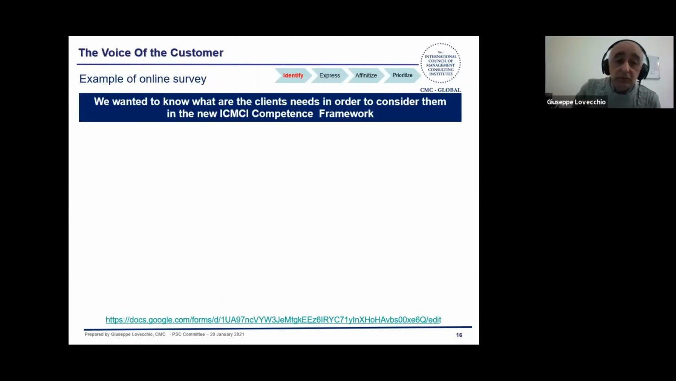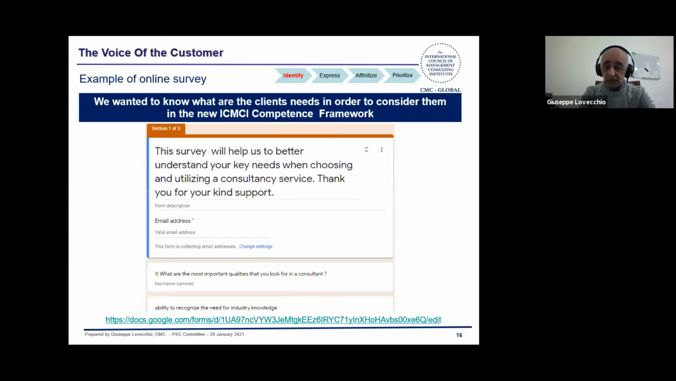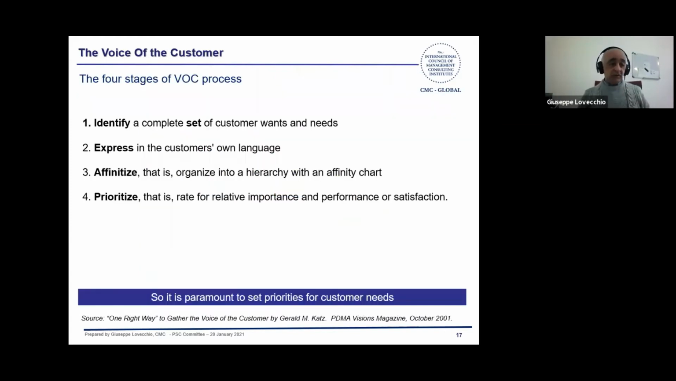So we want to know, in this experience, the real client needs, the real customer needs, in order to consider them to update, as Nick already said, our new ICMCI competence framework. We did this exercise utilizing this survey, but also another survey. This was the first survey with closed answers, and the second survey was with open questions, which is more articulated.